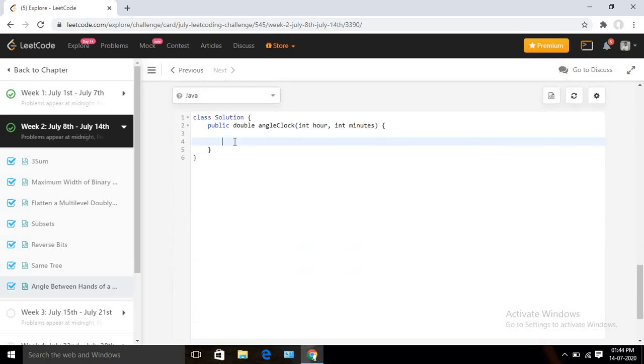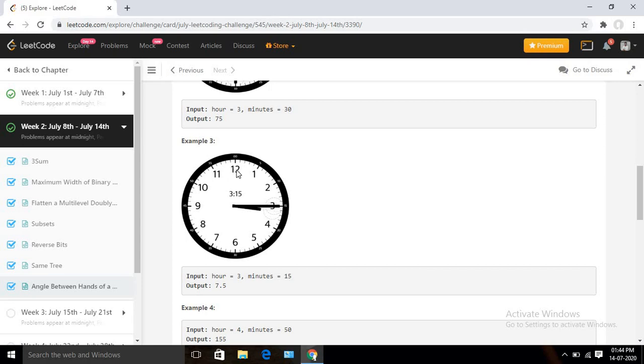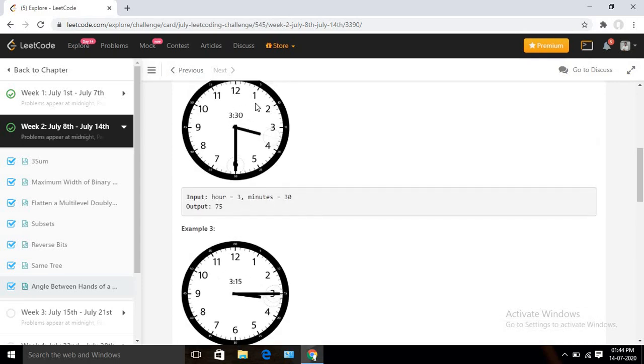So for each minute, it is 360 by 60, which is 6 degrees. That means, suppose your base is 12 and your minute hand is here, then it's creating a total of 30 degrees. In between we have 5 minutes, so 5 into 6, a total 30-degree angle in this case.